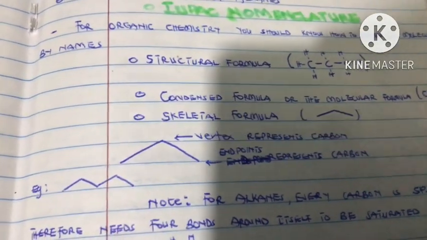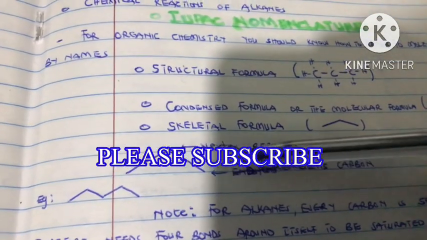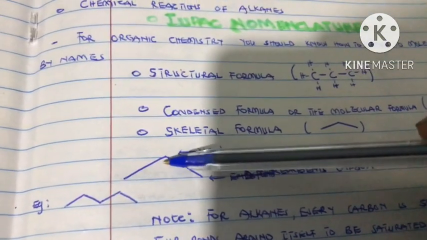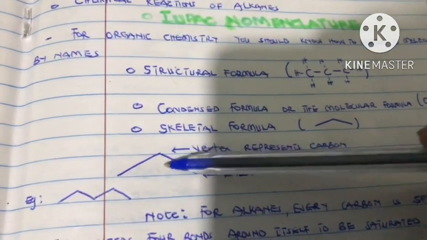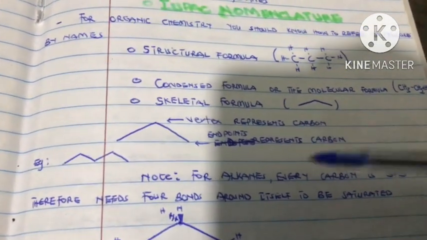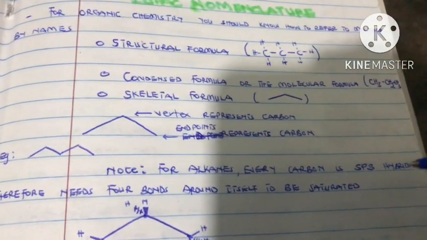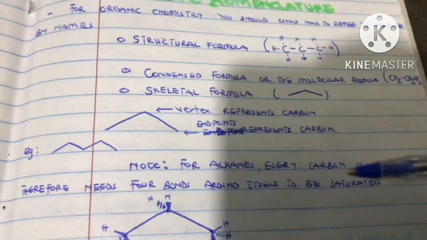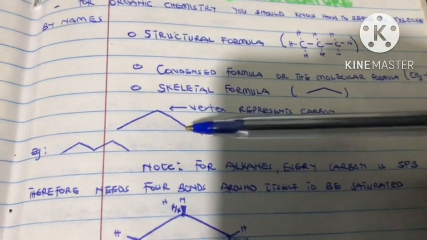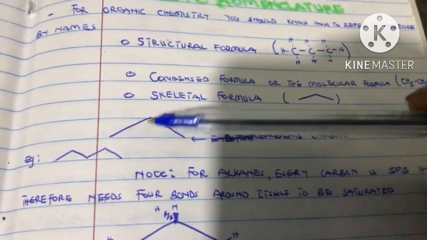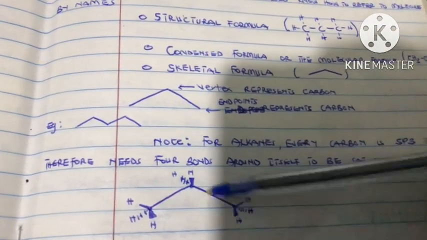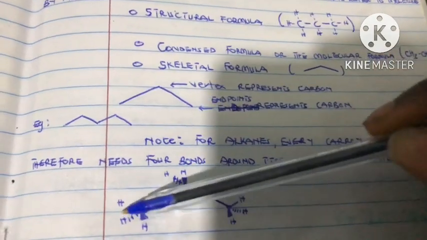In our previous video, I said that every vertex and end point represents what? A carbon. So when you look at this compound here, you can see that it has 1, 2, 3 carbons. This also has 5 carbons. One thing you have to notice is that for alkanes, every carbon is sp3 hybridized. Therefore, every carbon needs 4 bonds around itself. When you look at the skeletal formula, we don't actually draw the hydrogens, but the hydrogen atoms are implied. So take note of that.